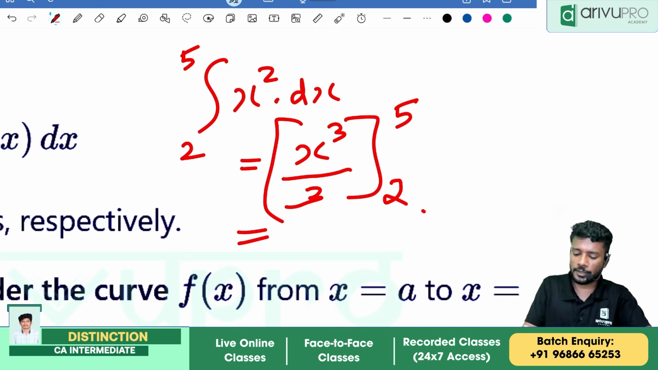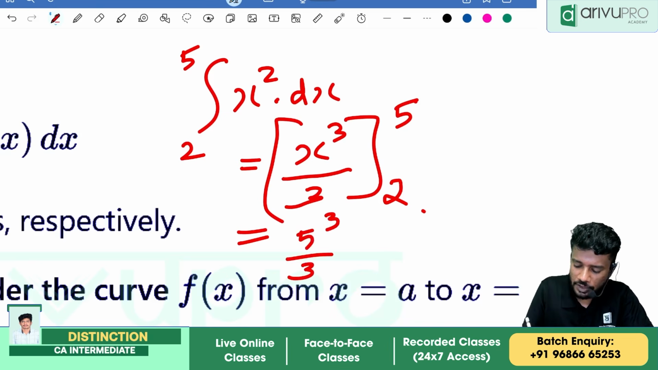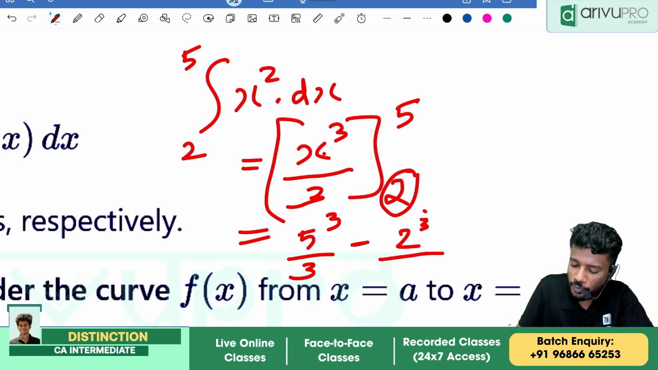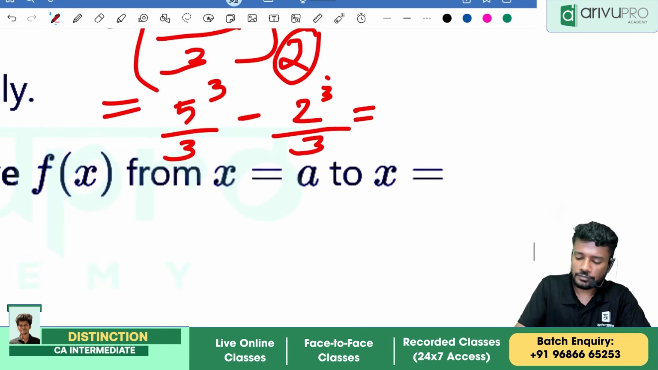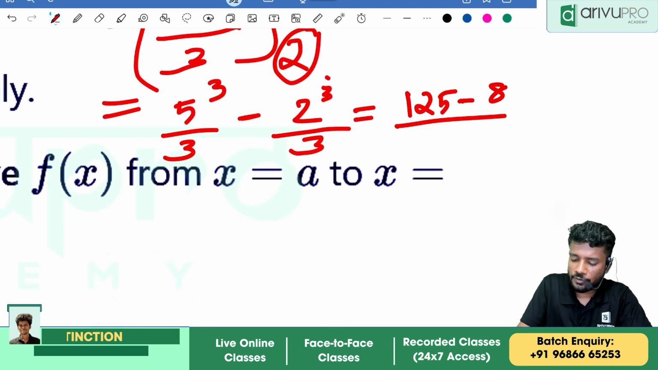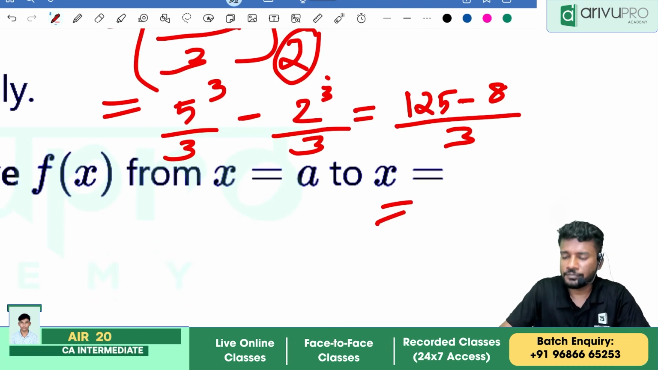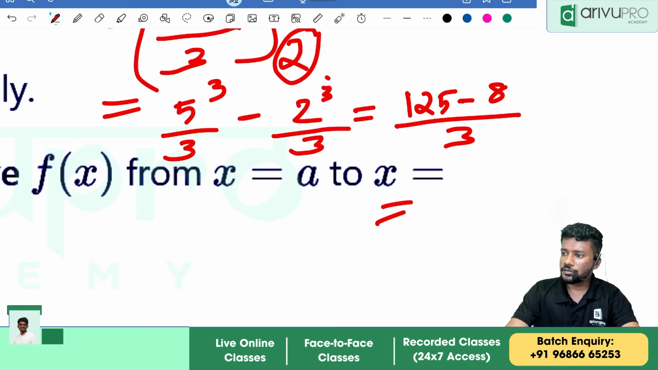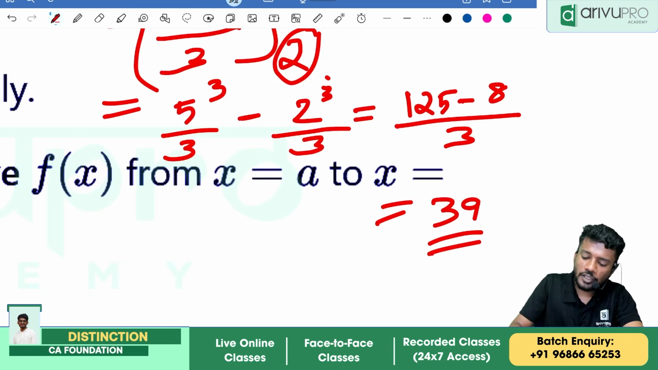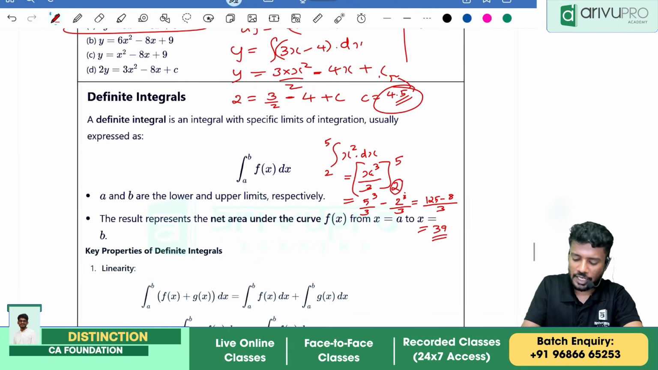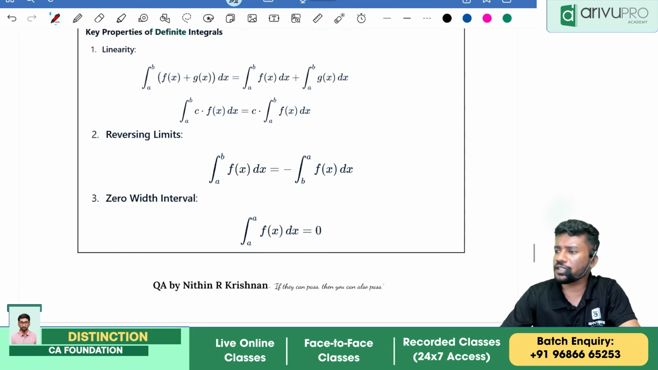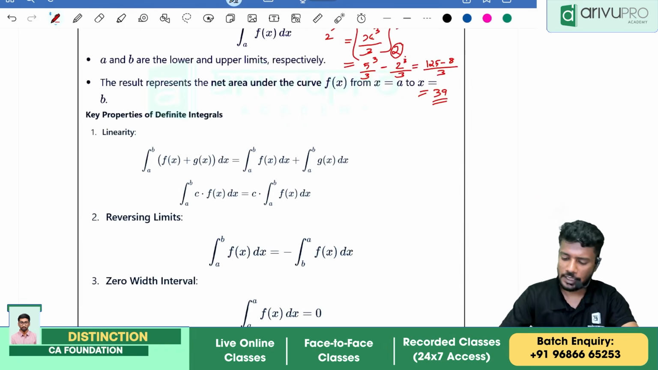Now substitute the upper limit. That is 5 cube divided by 3 minus the lower limit. That is, instead of x you will put 2. That is 2 cube divided by 3. Get me the answer. 125 minus 8 divided by 3. How much is it? 117 by 3. How much is that answer? 39. So that is the meaning of definite integration, and this type of question will be there. If integration is asked, they will be asking definite integrals. Okay. Yes.